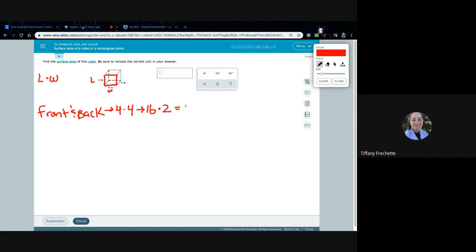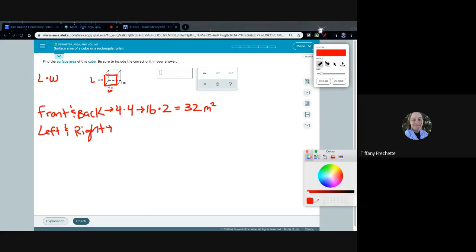So that gets me 32. And we'll go ahead and put meters squared on here, just so that we get our units, because this was 4 meters times 4 meters. Meters times meters means meters squared. That's how we note that there were 2 meters in our calculation. All right, now let's do the left and the right.